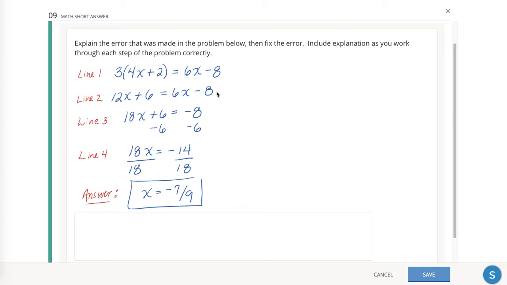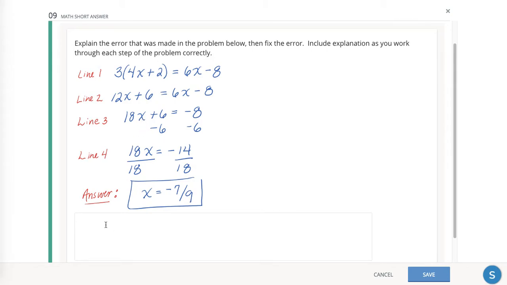Now, if I was a student, I would actually have a pencil and paper out and I would rework this problem. So the first thing I would do is distribute the 3, and that looks like it's been done correctly in line 2. The next thing I would do is get the variables on the same side, and I would have to use the subtraction property of equality to do that. I would subtract 6x from both sides and I would get 6x plus 6. So it looks like the error is in line 3.